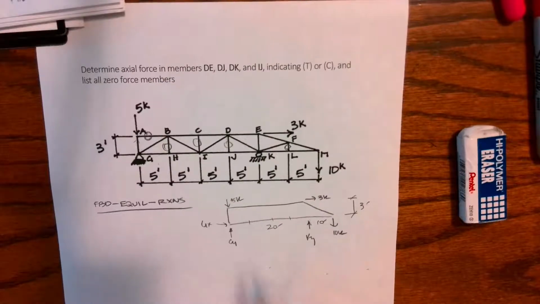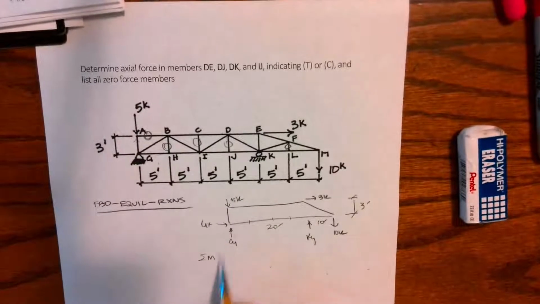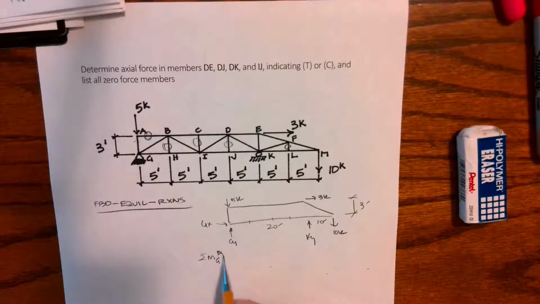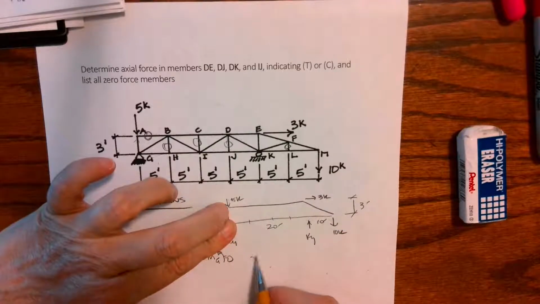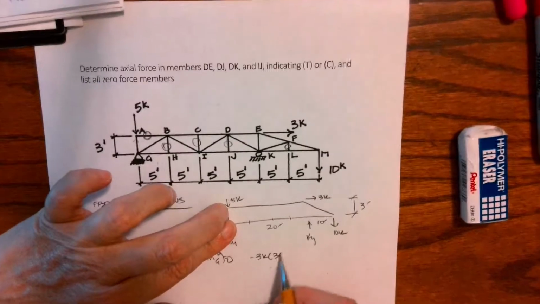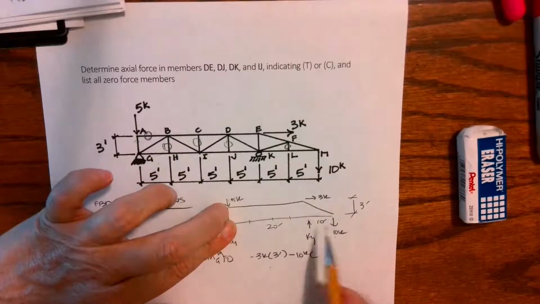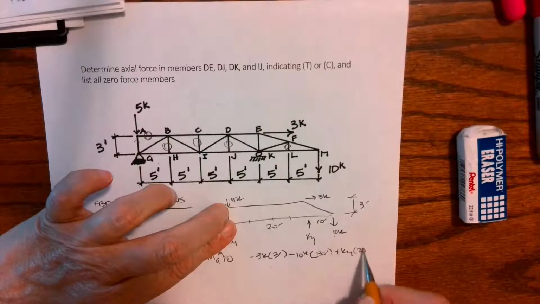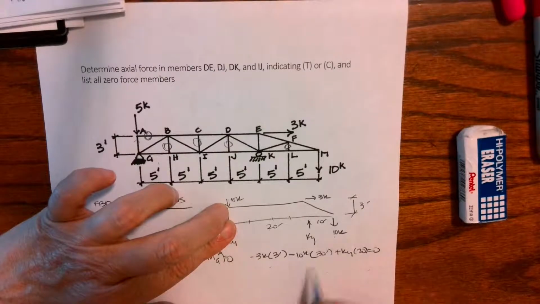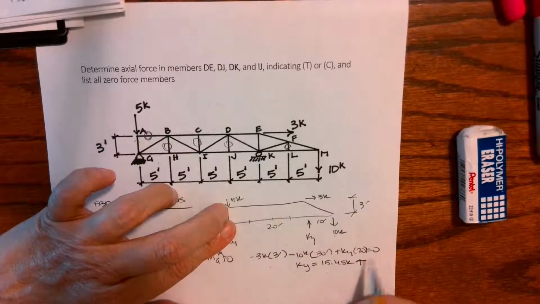So if we look at the right, I'm going to sum moments about G. They have to equal 0. Come straight through. So I have negative 3 kips times 3 feet minus 10 kips times 20 plus 10 is 30 feet plus KY times 20 feet equals 0. So I should find that KY equals 15.45 kips up.